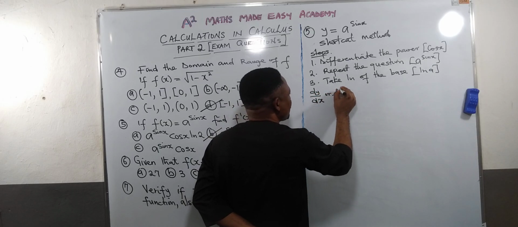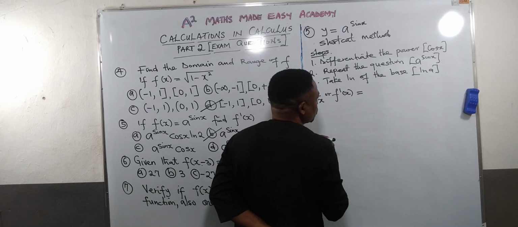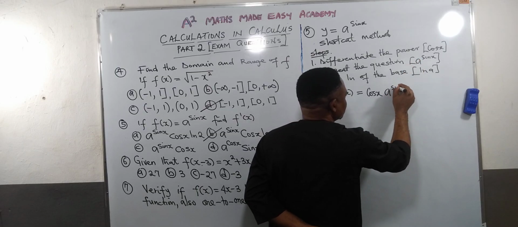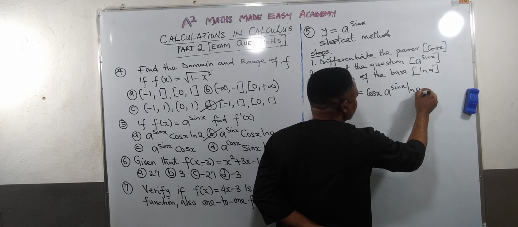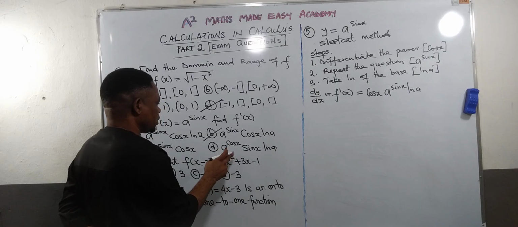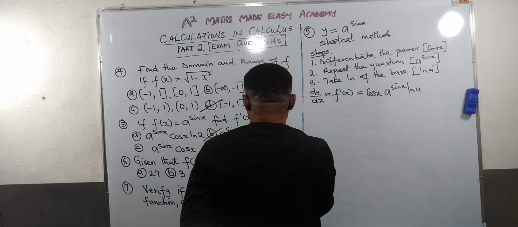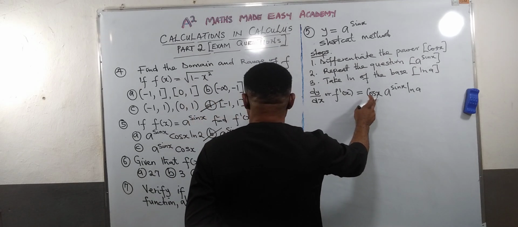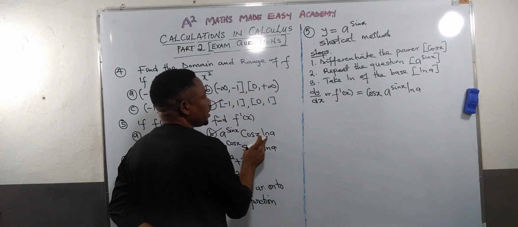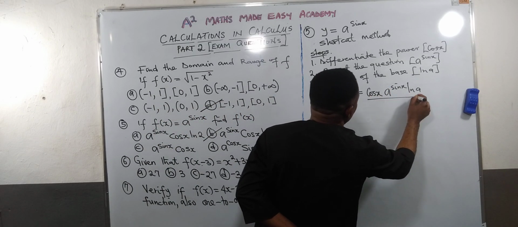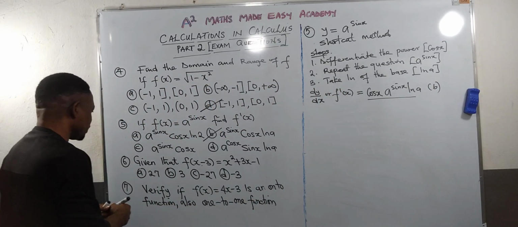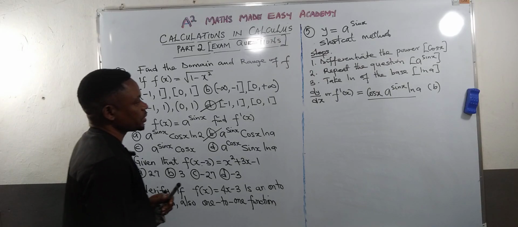Can we now say finally dy/dx, which is the same as f prime of x, is equal to cos x, a raised to power sine x, ln A. Is there anything like that in the options? Let's observe it: option B. Cos x, a raised to power sine x, ln A. This is the correct answer using the shortcut. So it is option B.